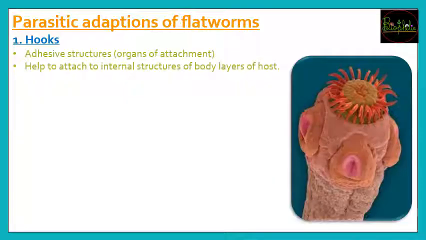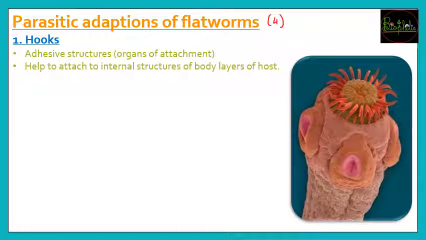Polyembryony. Now let's move on to the parasitic adaptations of flatworms. As we understood at the start of the video, flatworms or Platyhelminthes are parasites, endoparasites to be specific. Endoparasites have to live inside some other organism. So to live inside another organism there should be some adaptations. Those adaptations are going to be 4. So what are these 4 adaptations?